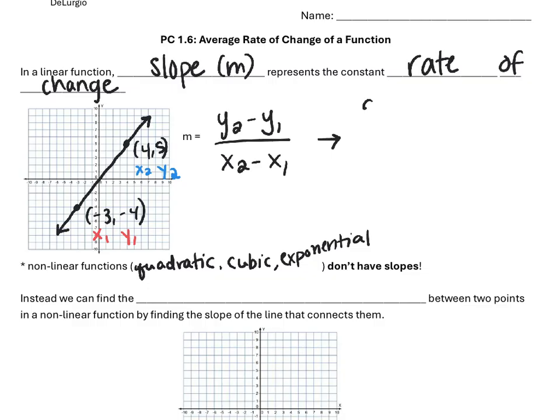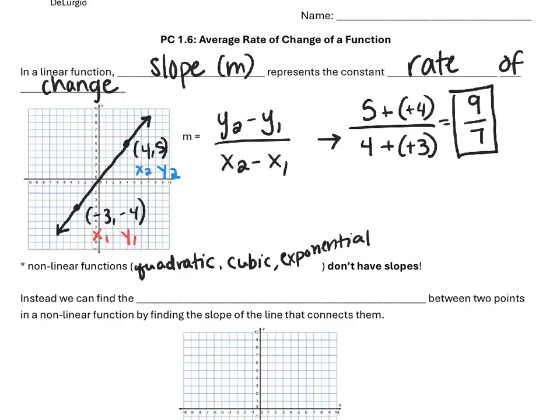So y2 is 5 minus -4, which is our y1. And then x2 is 4 minus -3, which is our x1. Then we change the signs, right? Negative, negative becomes plus. So the slope of this line is 9/7. Okay, and that's the constant rate of change. That's how this linear function is changing the entire way throughout its domain.